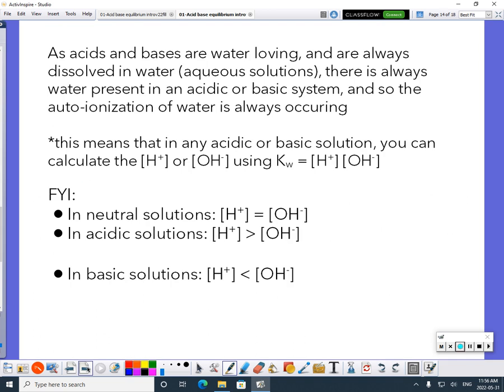Okay, so this is basically what I just said in words. As acids and bases are water loving, they're always dissolved in water. So there is always water present, whether you have an acidic or a basic system. And so the autoionization of water is always occurring. So what that means is, if it looks like an acidic question, 0.5 moles per liter of hydrochloric acid, you can use this expression to calculate the hydroxide, okay? Or vice versa. So in a neutral solution, they would be equal.